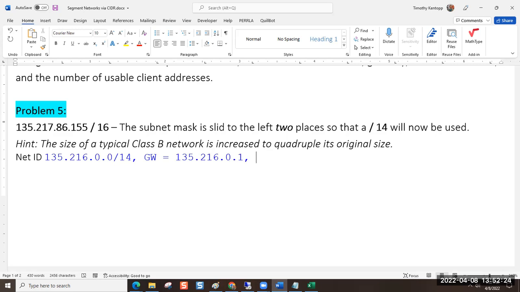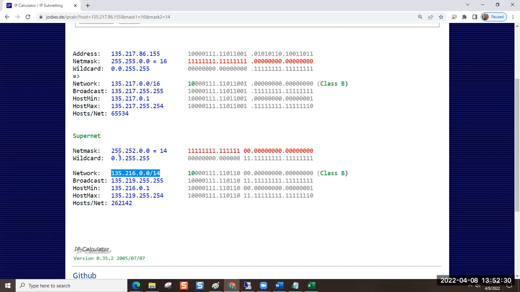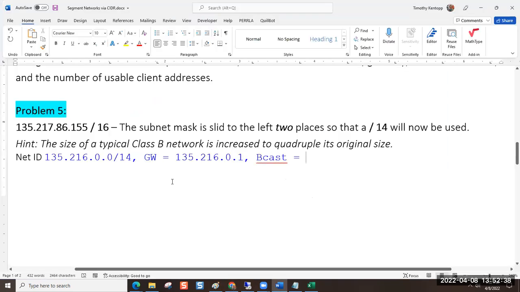And then the broadcast equals... broadcast is, wow, it's not in the 216 range at all, right? Because I've got a supernet now that's 4 times as big. So it's going to use a 219.255.255 instead of a 216. It's quadrupled in its original size. But that's the information I need to complete problem number 5.